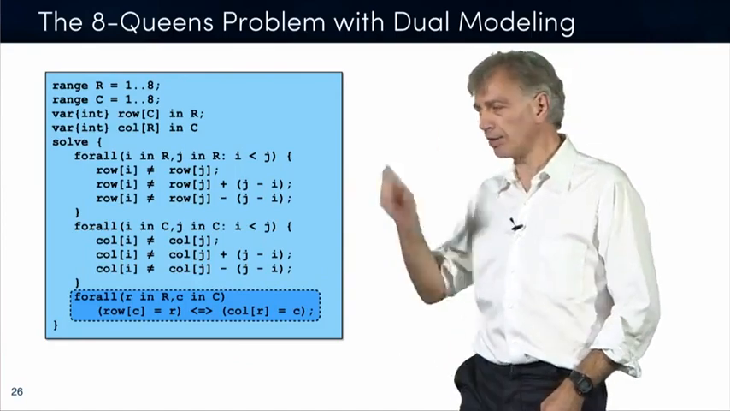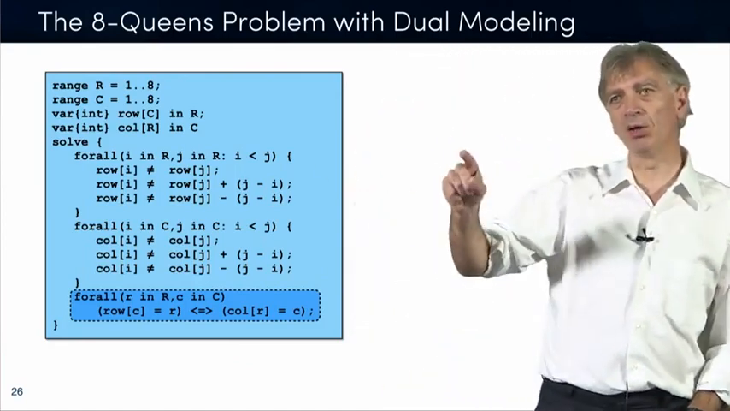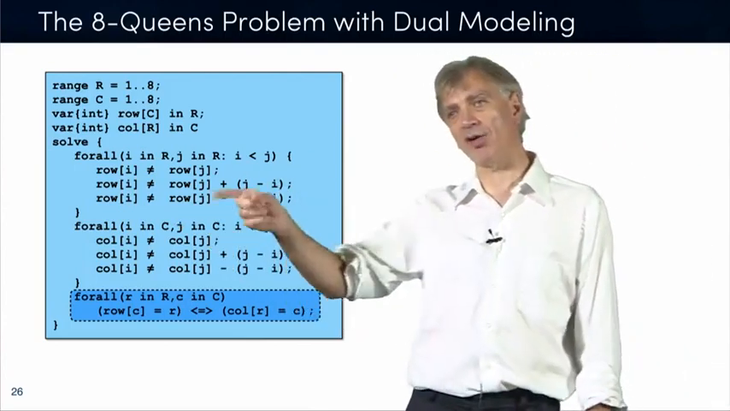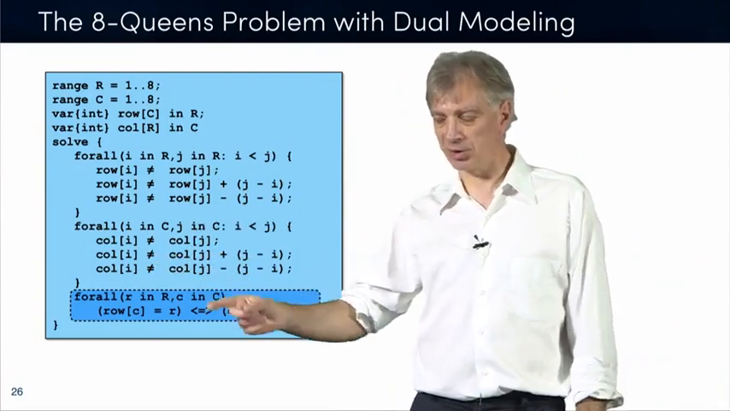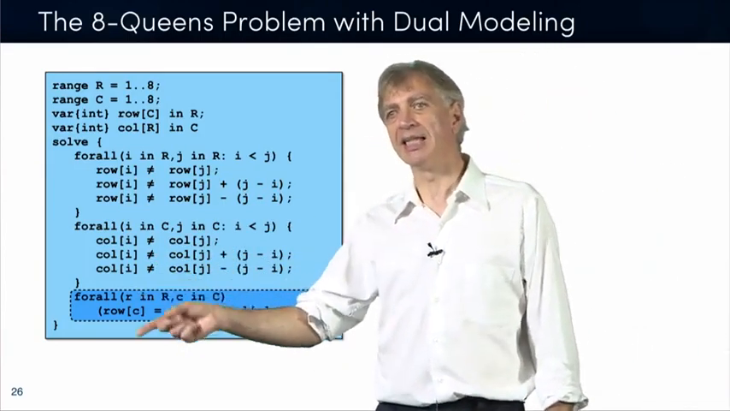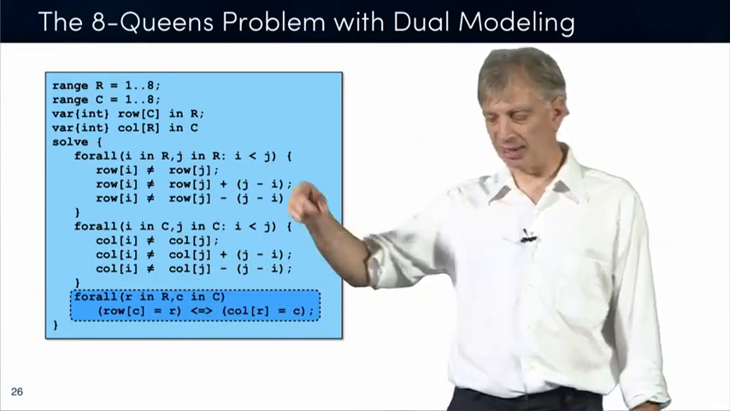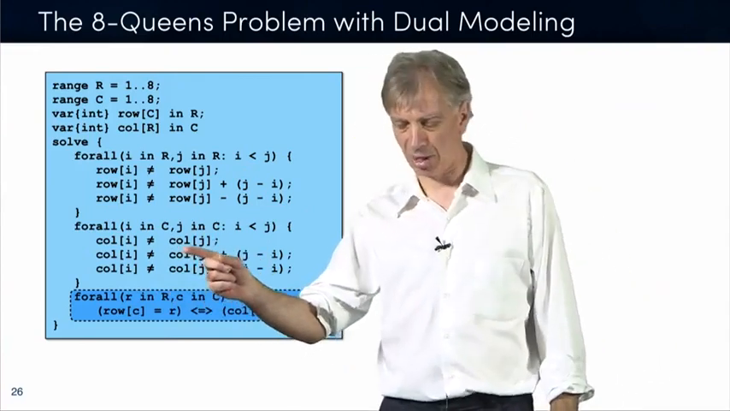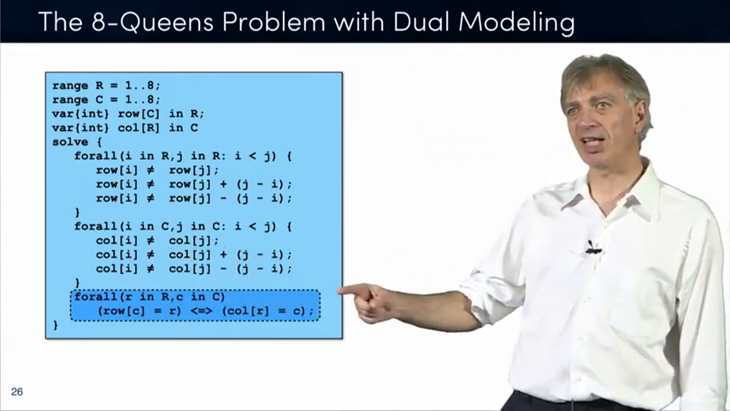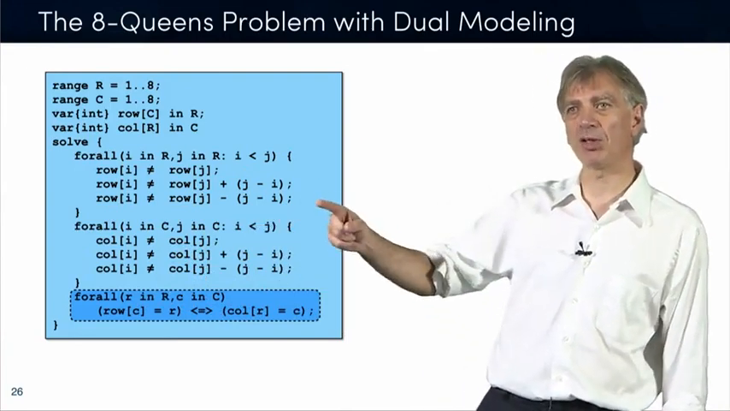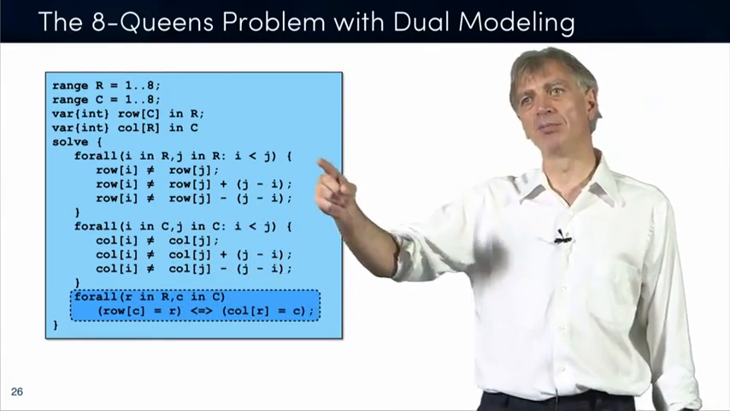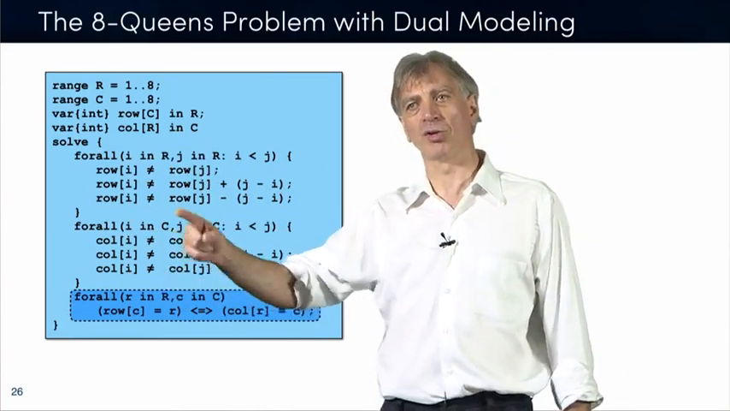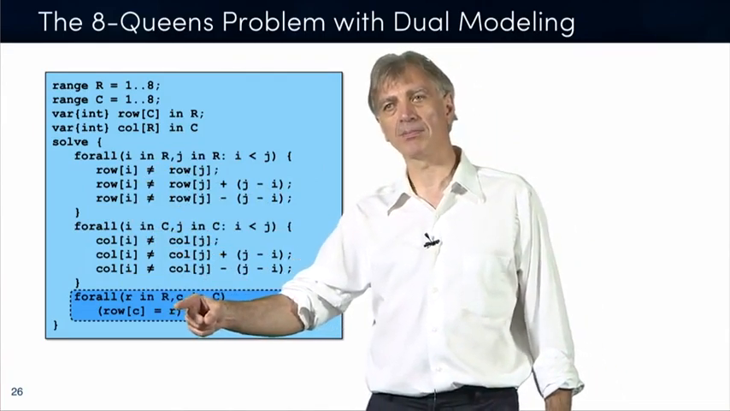What is this constraint saying? Take a row, take a column. If we know that the row of column C is R, it has to be the case that the column of R is equal to C. And of course, vice versa. If you know that the column of R is C, it has to be the case that the row of C is R. So in a sense, every time I learn something about the row, I'm going to learn something about the column, and vice versa. So I get not only the propagation of both of these models, but I have information which propagates from one model to the other one, which can start new deductions on one of them, and which can also start deductions on the other one through this particular constraint. That's it. Thank you.